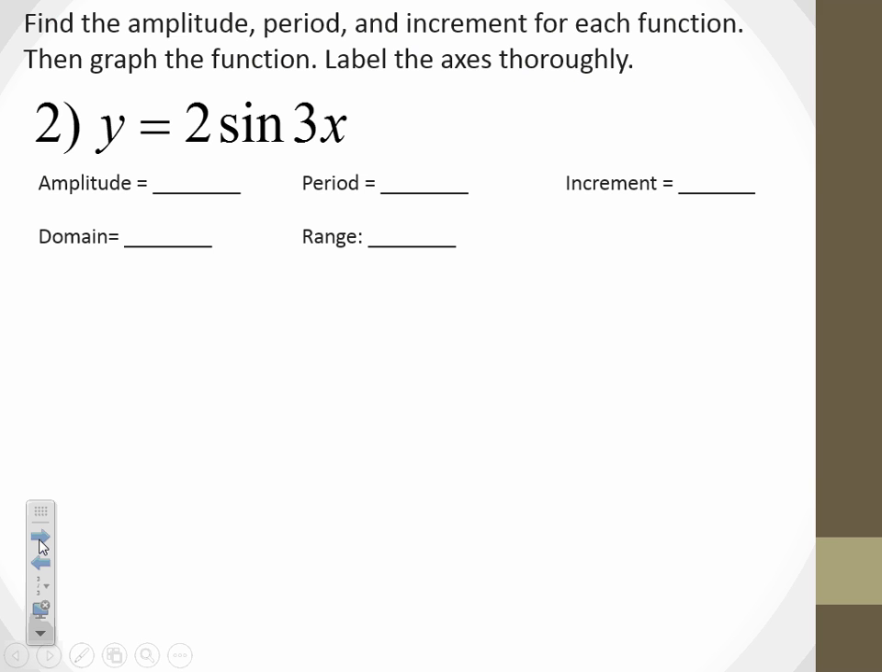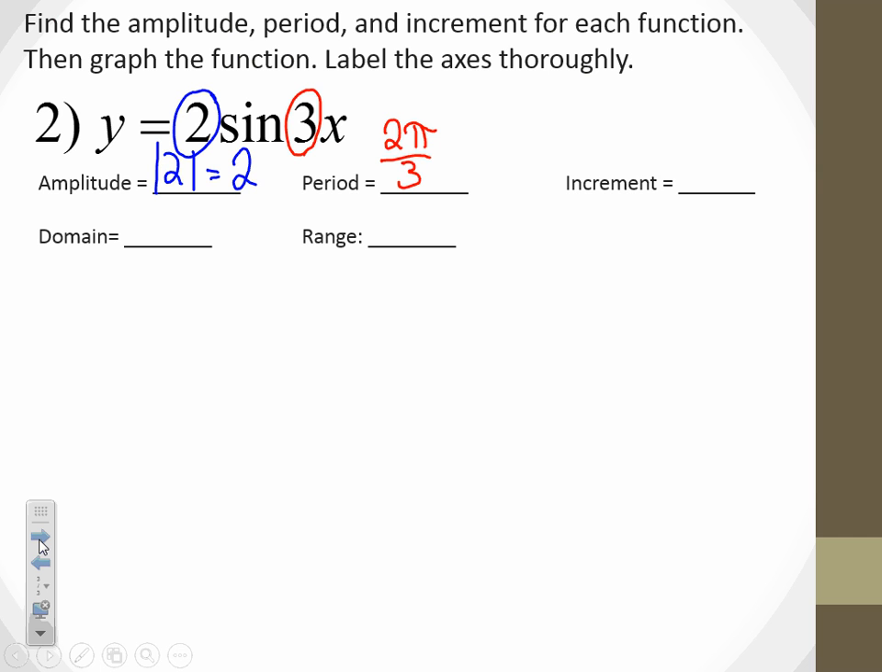Now our amplitude, remember, is the number in front, and it's the absolute value of that number, so it's going to be 2. Our period is the number in front of our x, which is going to be 3, and to find our period, we take 2 pi divided by that number. Now this one can't be simplified, so we're going to leave it just like that.